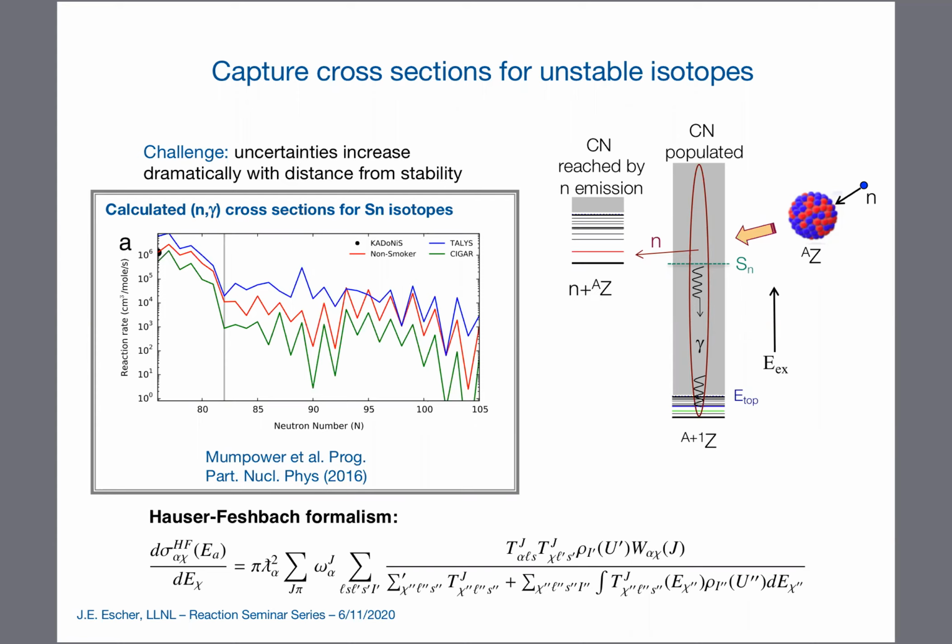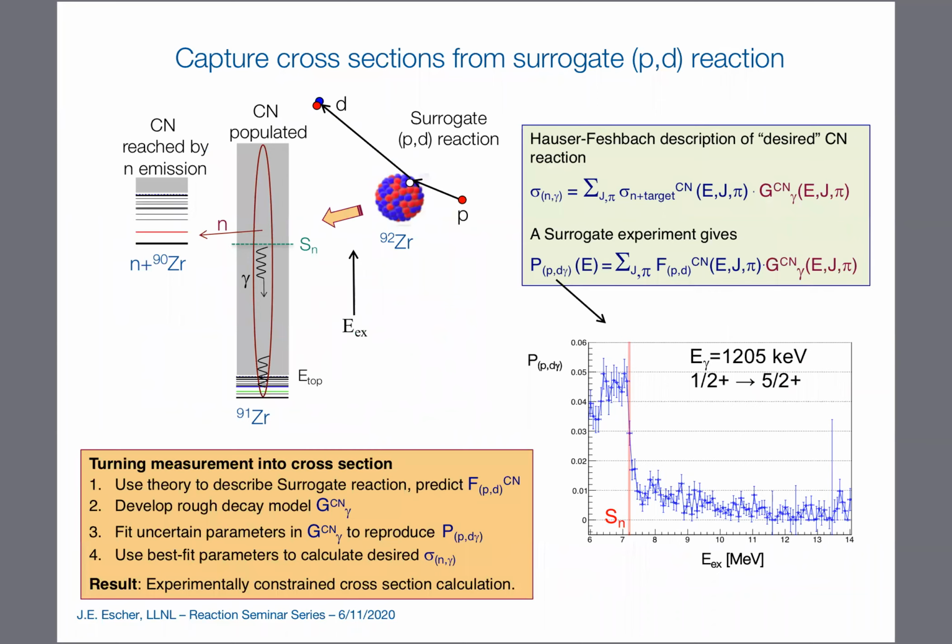So here the calculations are just some using different Hauser-Feshbach codes and using the default parameters, which is all you can do when you go off stability. You can try to use some systematics and some intelligent guessing, but you get large uncertainties. This is a log scale. So this is the problem when you try to do a calculation for a capture reaction that involves unstable isotopes. So how do we in detail approach this when we do a surrogate reaction?